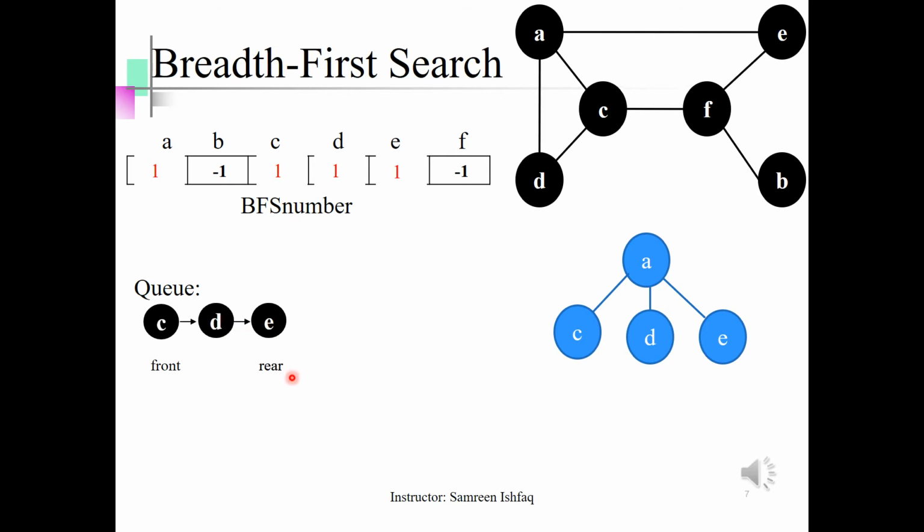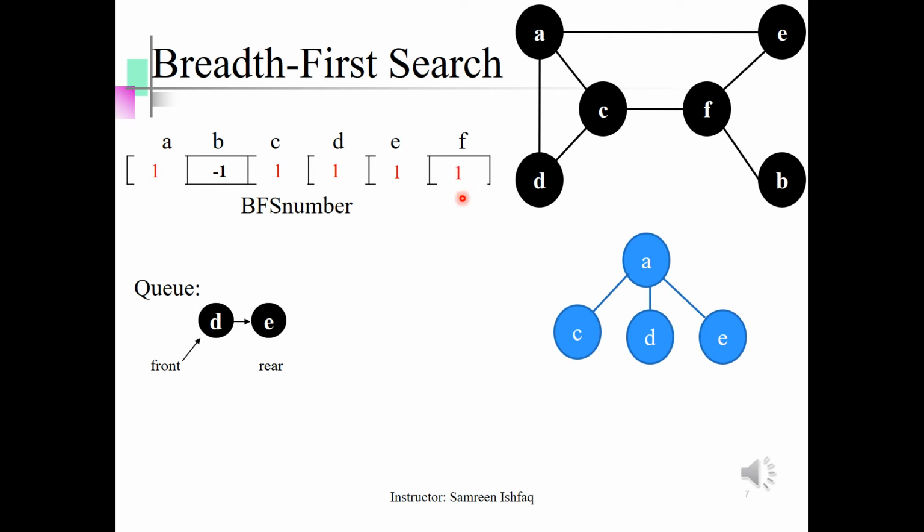Now C will be dequeued and we will visit its neighbors. From C to A, there is a direct edge, but A is visited. From C to B, no direct edge. From C to C, there is no self loop. From C to D, there is a direct edge, but D is visited. From C to E, there is no direct edge. From C to F, yes, there is a direct edge, and F is also an unvisited vertex.